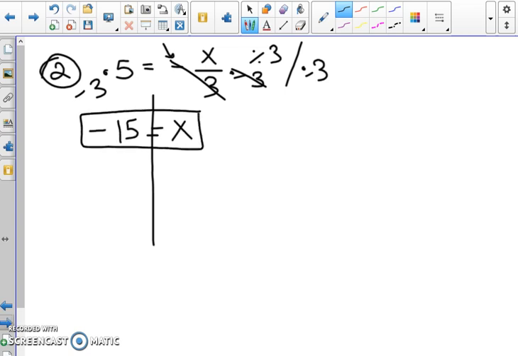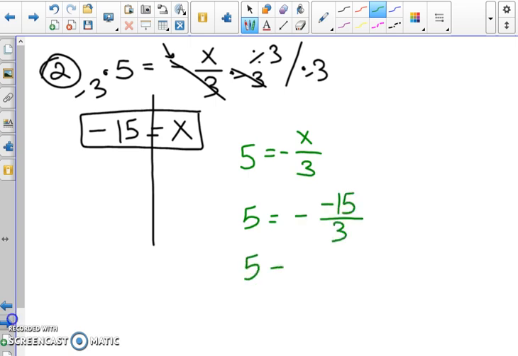And let's check our answer. So we have 5 is equal to negative x over 3. 5 equals negative 15 over 3. 5 is equal to, negative 15 divided by 3 is negative 5. And a negative of a negative, or a double negative, is just equal to positive. So yes, this checks out.